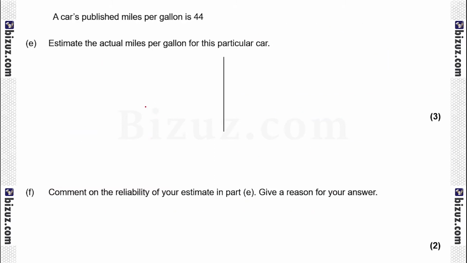All right. Let's move to the next part. A car's published miles per gallon is 44. As given earlier in the context of the question, the published miles per gallon is basically P.